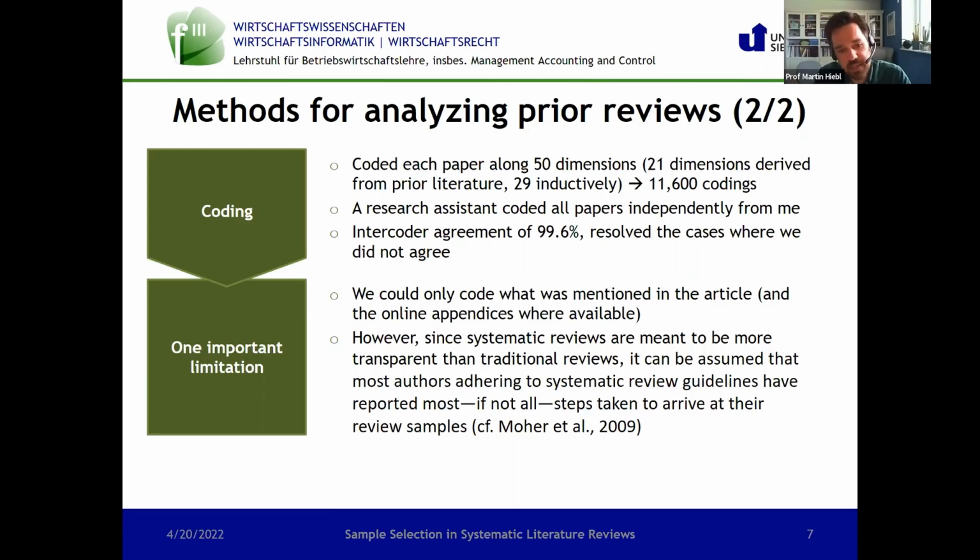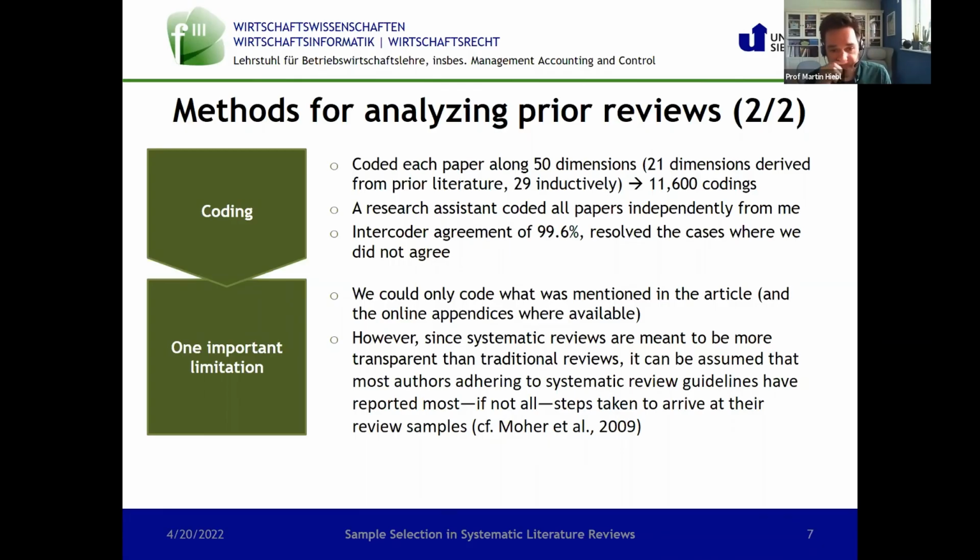here is that we could only code what was mentioned in the article. So we could not code all the steps that were not reported by the authors of these papers. For some papers, there were also available online appendices, which is a very good way to publish also some details of your sample selection process, and which has been used more frequently by more recent papers.